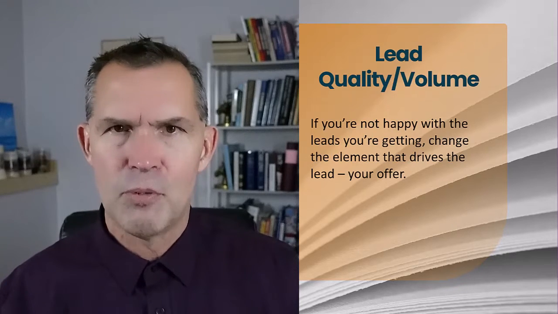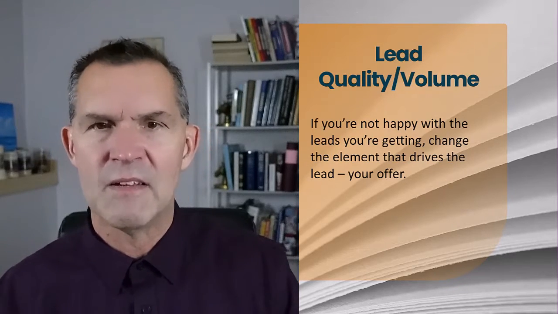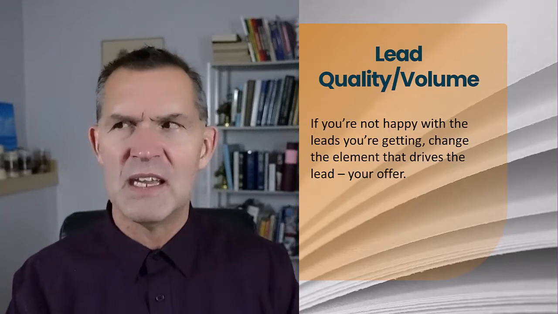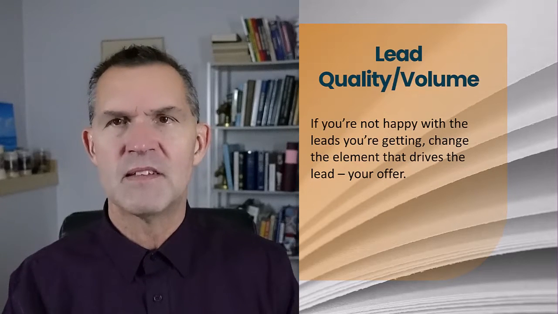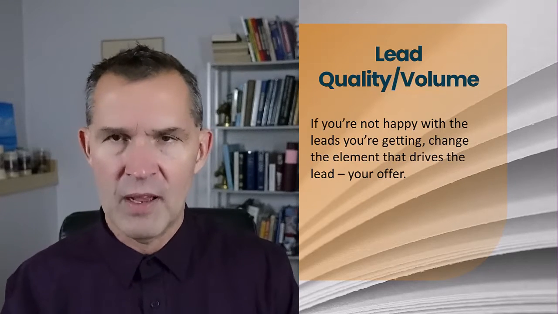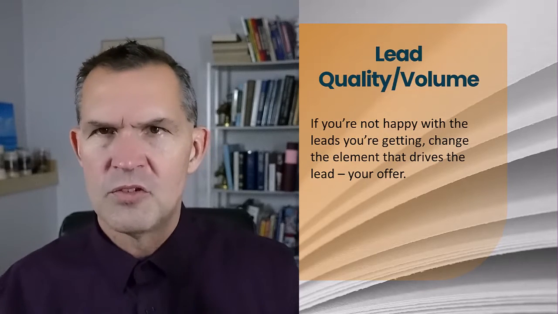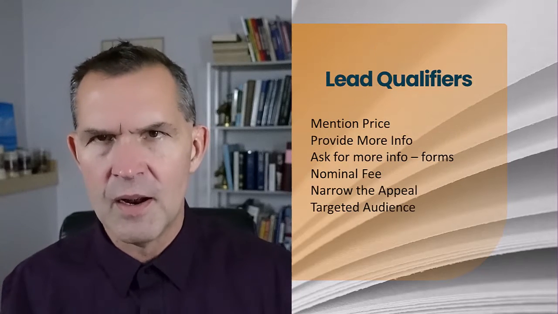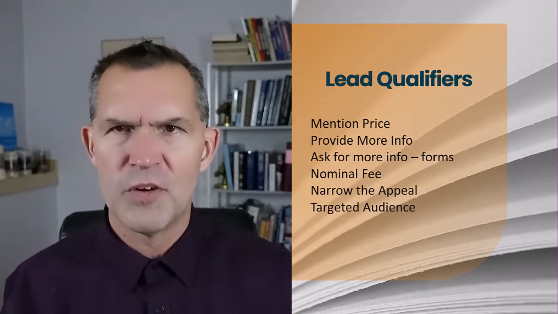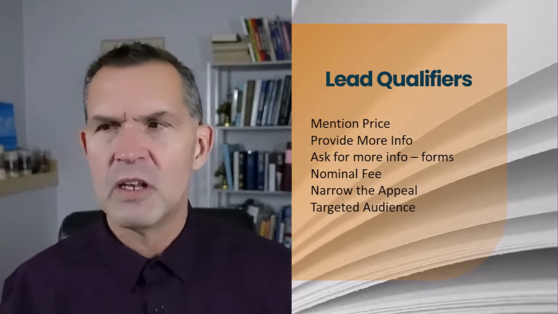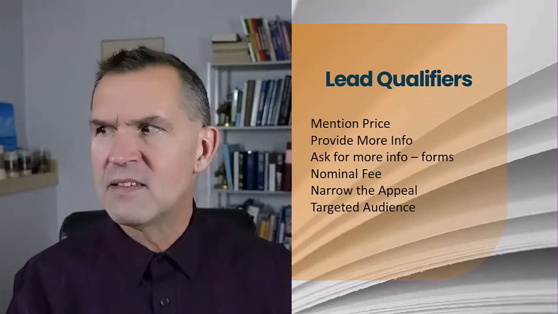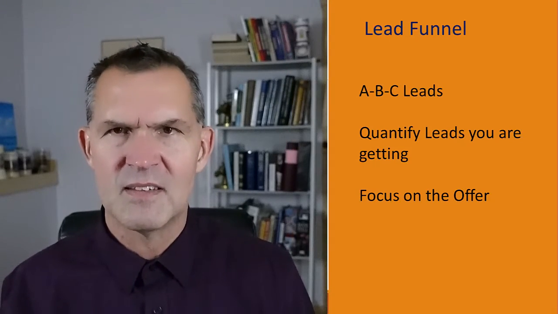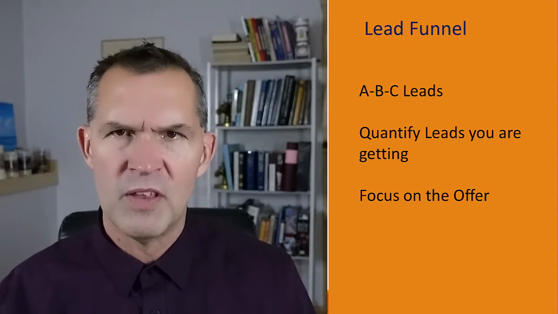So ABC is important. You want to talk about the lead quality and the volume. You want to be happy. This is basically overall. If you're not happy with the leads you're getting, change the elements that drive your lead, your offer. So your offer will determine the quality of leads you get and the volume of leads. Start there if you're not happy with your current leads or if you're not getting enough leads. So your lead qualifiers, make sure to mention your price, provide more info, narrow the appeal of the targeted audience to get some of those lead qualifiers. That will lower the number of leads.